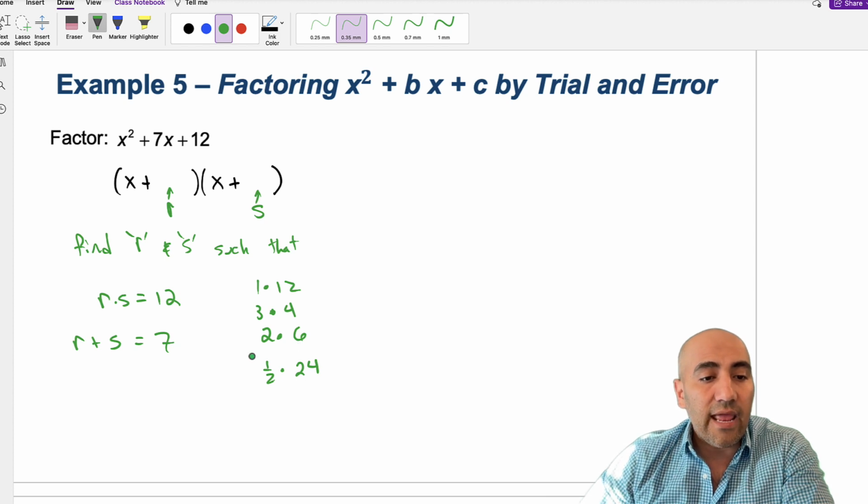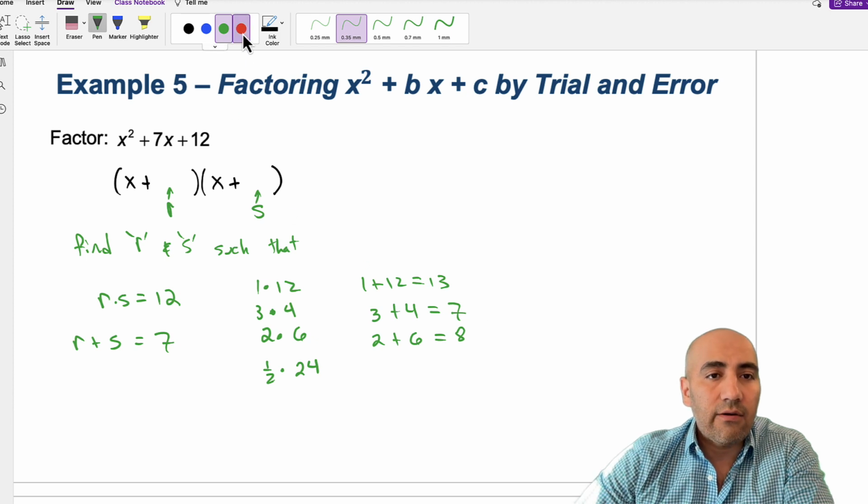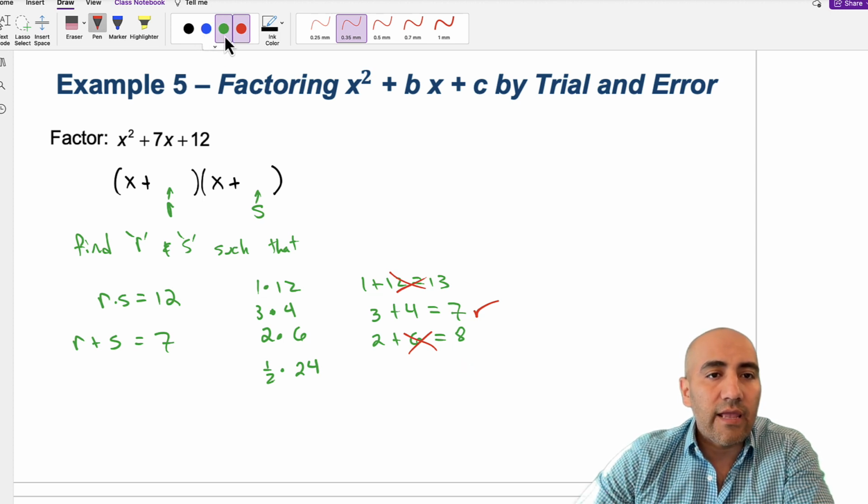that their summation adds up to the middle term, which in this case is 7. So I know that this one is going to fail because 1 plus 12, that's 13. That's not going to work out. And I know that 2 plus 6 is 8. That's not going to work out. But then, of course, 1 plus 4 does equal 7. And that's how I know that this can't be the answer, that can't be the answer. There's my answer. Good. So then I can come back over here and fill in the blank, make sure that the signs and everything work out.